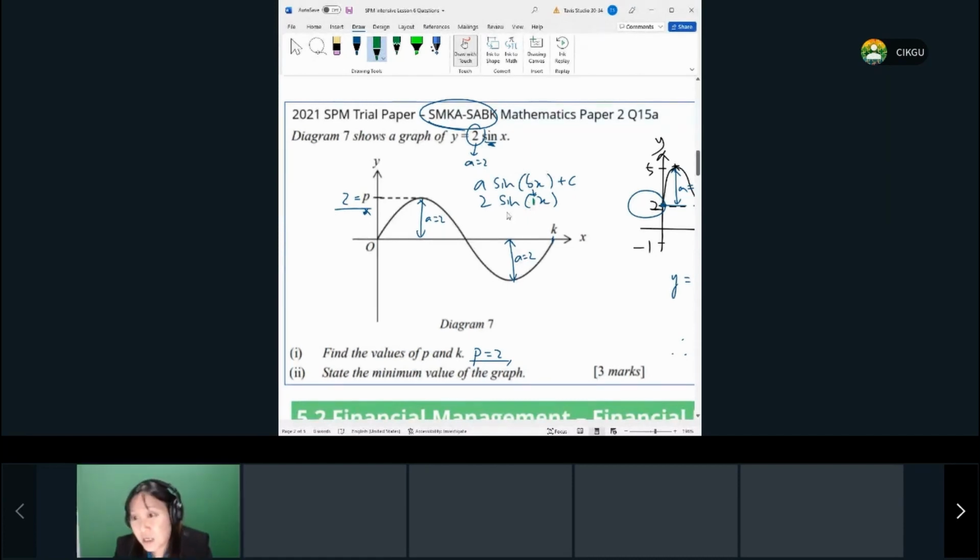So what does it mean? It means it has 1 cycle only in 360 degrees. So from here, 1 cycle only in 360 degrees. Done. That's the value of K. See? Where got hard?